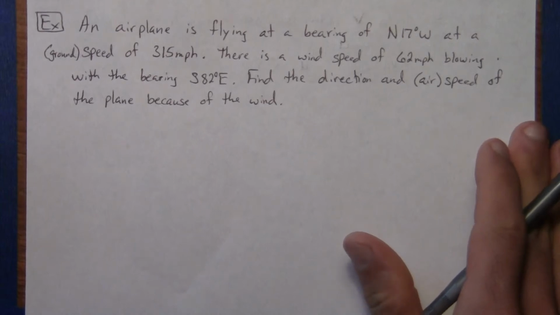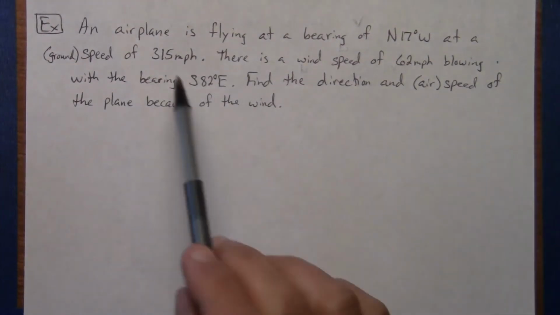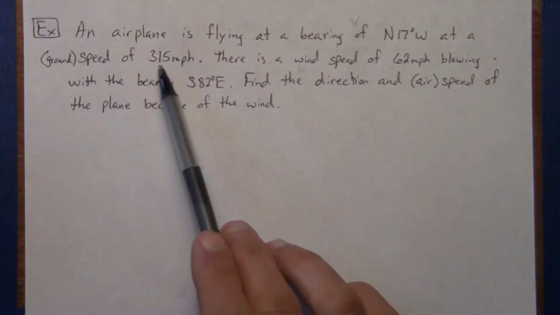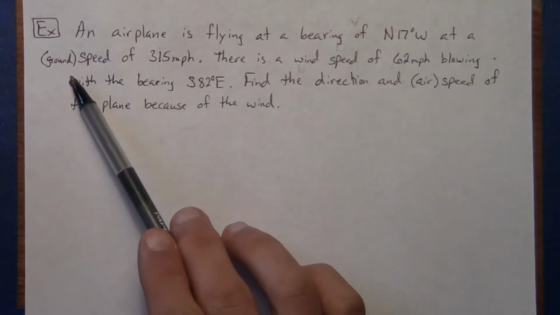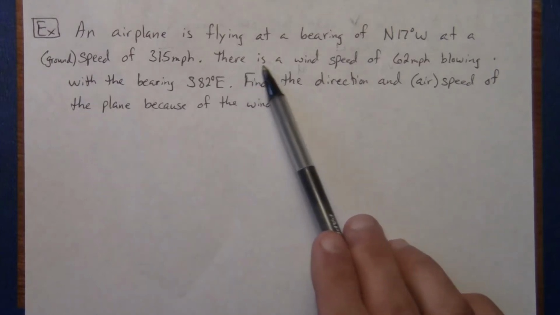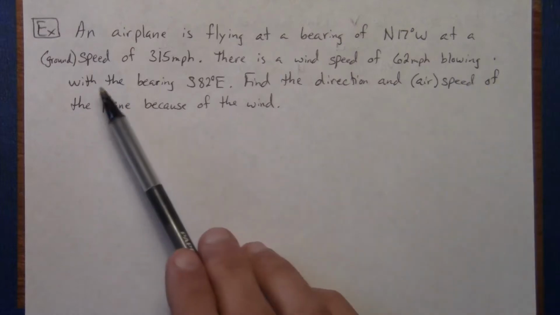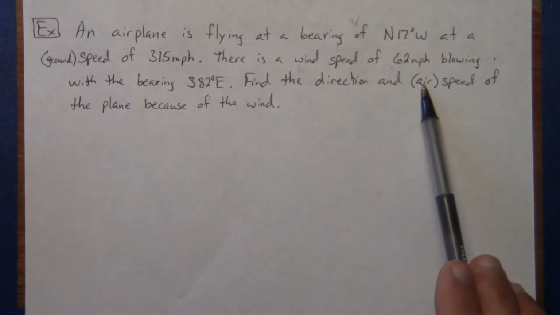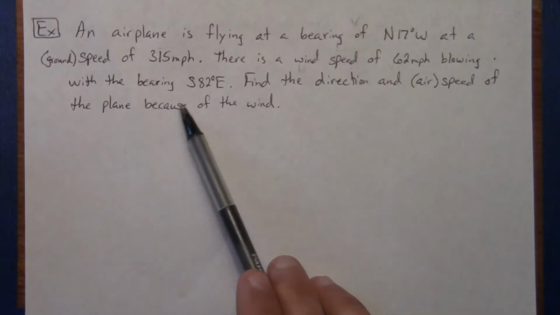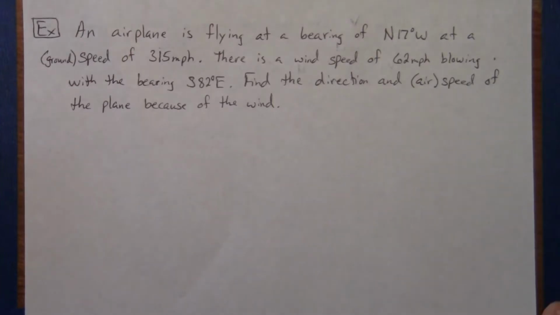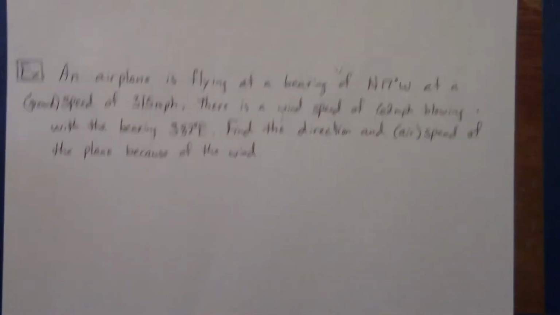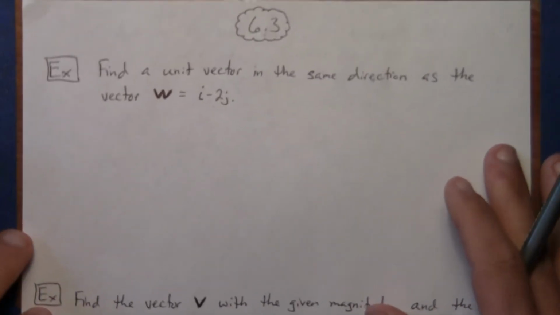And then the last one is a story problem. It's the plane problem. Plane is flying at a bearing of north 17 degrees west at a ground speed of 315 miles an hour. Ground speed means the actual plane speed if the wind didn't exist. There is a wind speed of 62 miles per hour blowing with the bearing of south 82 degrees east, and it wants you to find the direction and airspeed of the plane, basically affected by the wind. So when you see airspeed, that means the speed of the plane with the wind affecting it. Alright, so back to the first one.